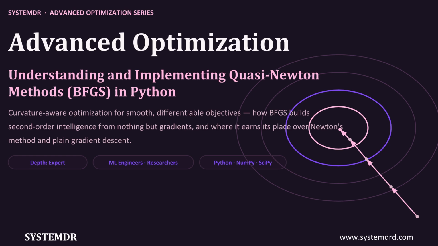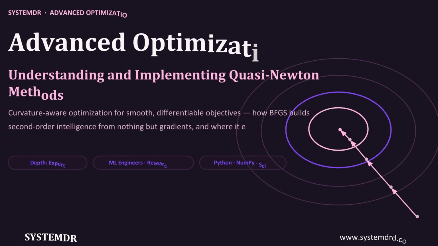By the end of this session, you won't just know what BFGS is, you'll know why it exists, exactly how it builds curvature information out of nothing but gradients, where it's already running inside tools you've probably used, and just as importantly, where it quietly breaks down and you should reach for something else instead. Let's start with the problem it was built to solve.